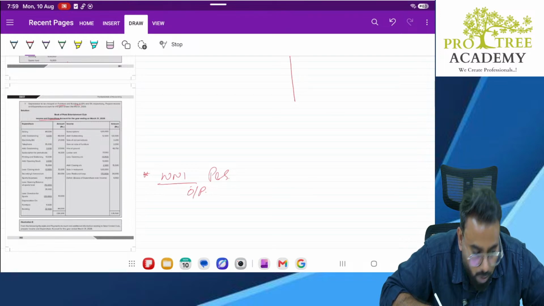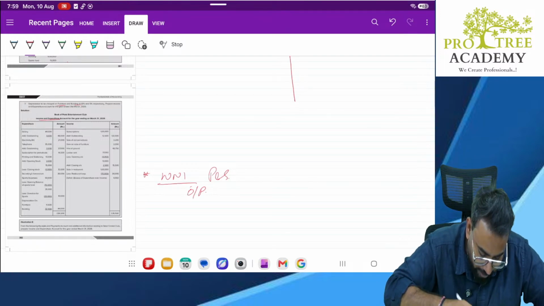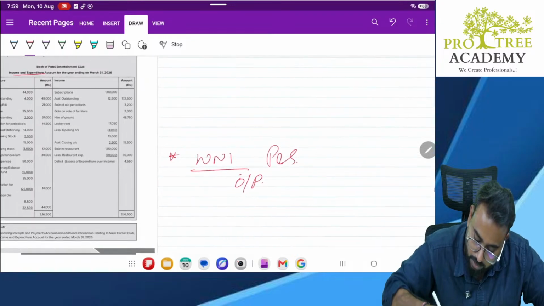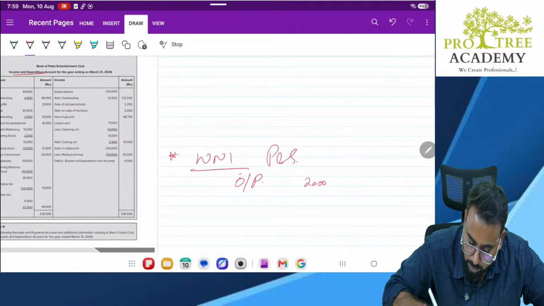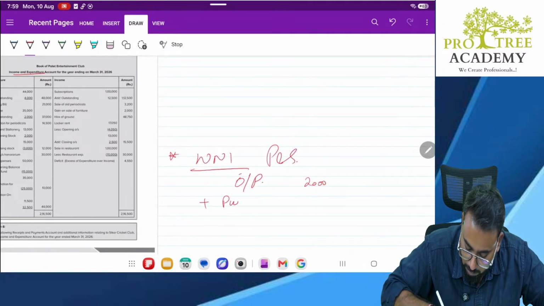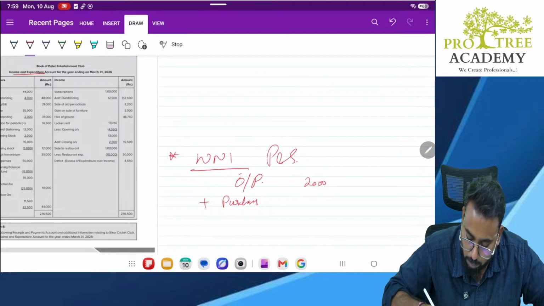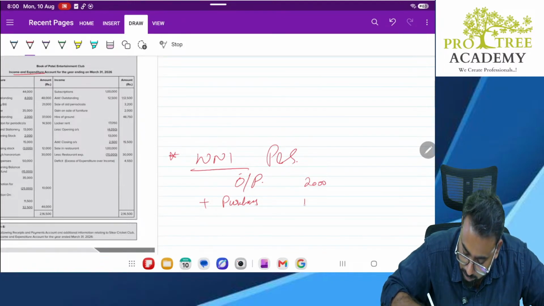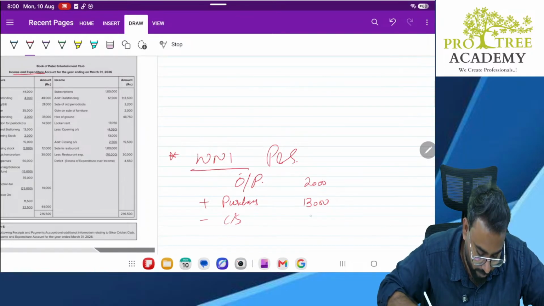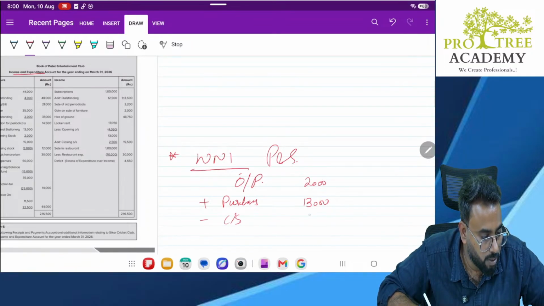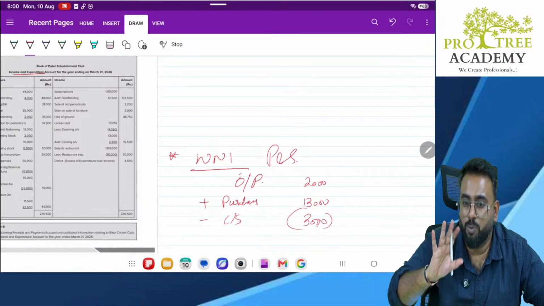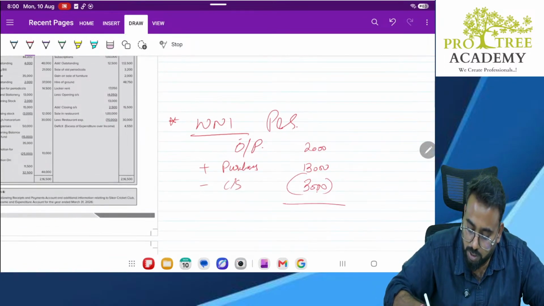So what is opening stock? Opening stock of printing and stationery, 2,000. Yes. Opening stock 2,000 plus purchases. How much is the amount purchased? 13,000, minus closing stock. How much is the closing stock? 3,000. Sir, in other words, understand what is goods consumed.